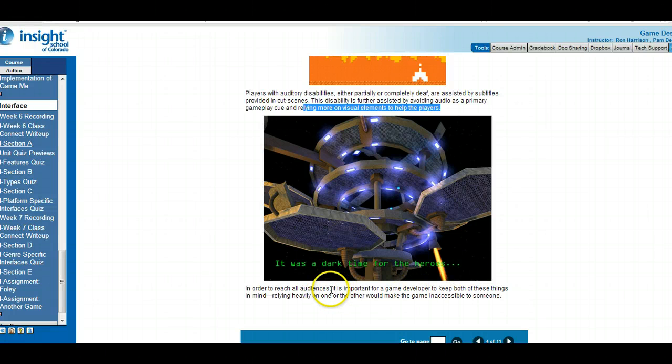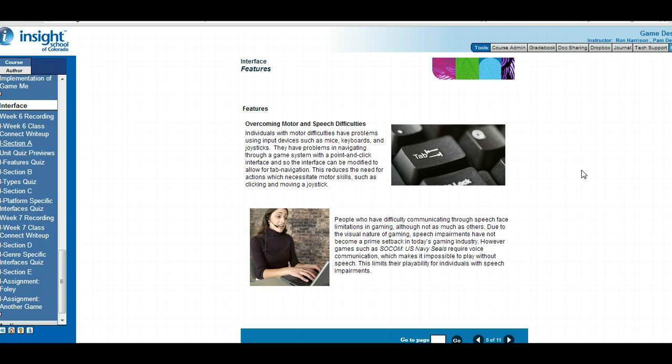And the game developers need to keep lots of things in mind, because they want to make their games accessible to all types of users. Now there's motor and speech difficulties too, right? Motor would be people that have a hard time controlling their hands or their bodily motions. So you can use different input devices, mice, keyboards, joysticks, and those can help some people who have navigation issues, motor type issues.